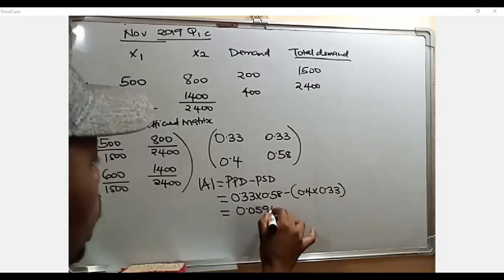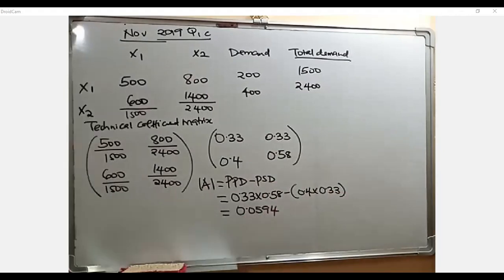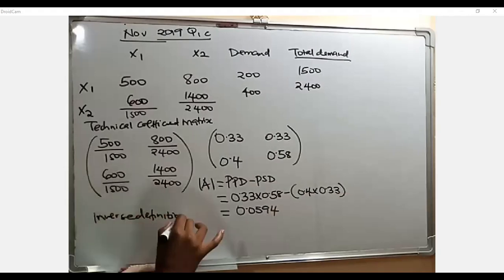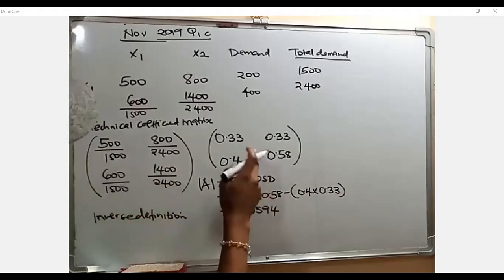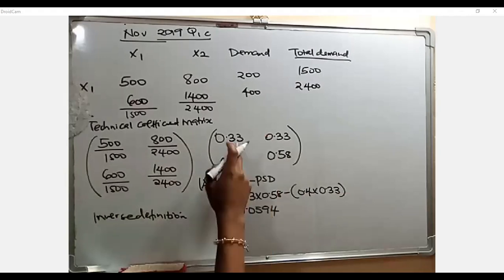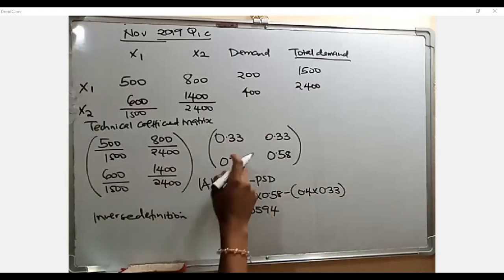We are getting 0.0594 as the determinant. Then from there, let us find the inverse of this matrix. To get the inverse, the primary diagonal changes positions, while the second diagonal changes sign.